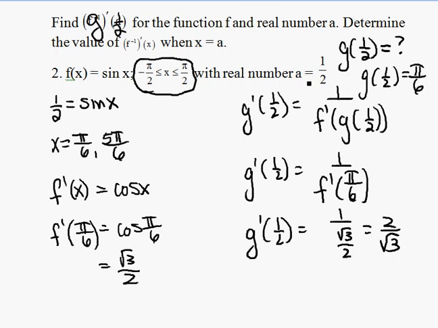So as long as you're able to memorize this definition right here and know that the input of an inverse is the output of the original function, and how to find the derivative, it's really not that bad. The hardest part is just memorizing or keeping this fresh in your mind.